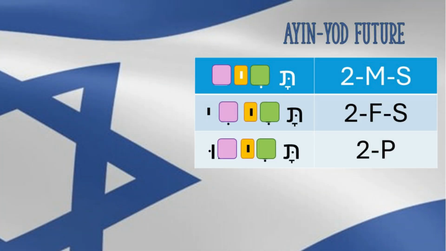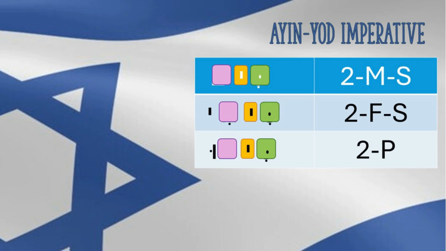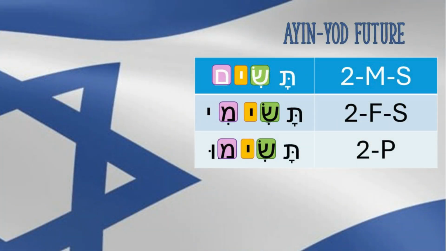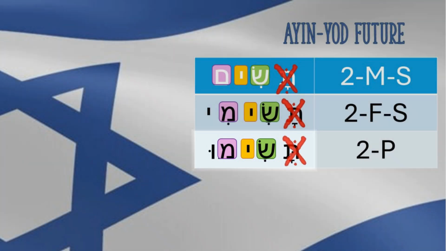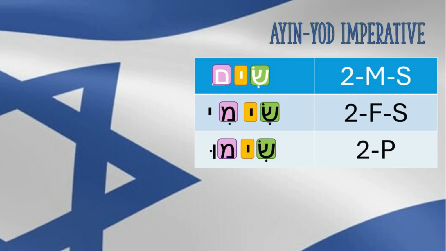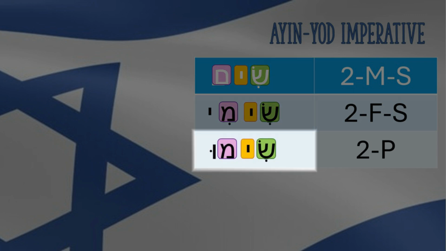And it's the same with Ayin Yod verbs. We take the future templates, we lop off the taf prefix, and we add a dagesh if we need to, and voila. So our sample verb is lasim, which means to put. So in the future, it's tasim, tasimi, and tasimu. We lop off the taf prefix, and we don't put a dagesh because sin is not a begad kafat letter. And so we have sim, simi, and simu.